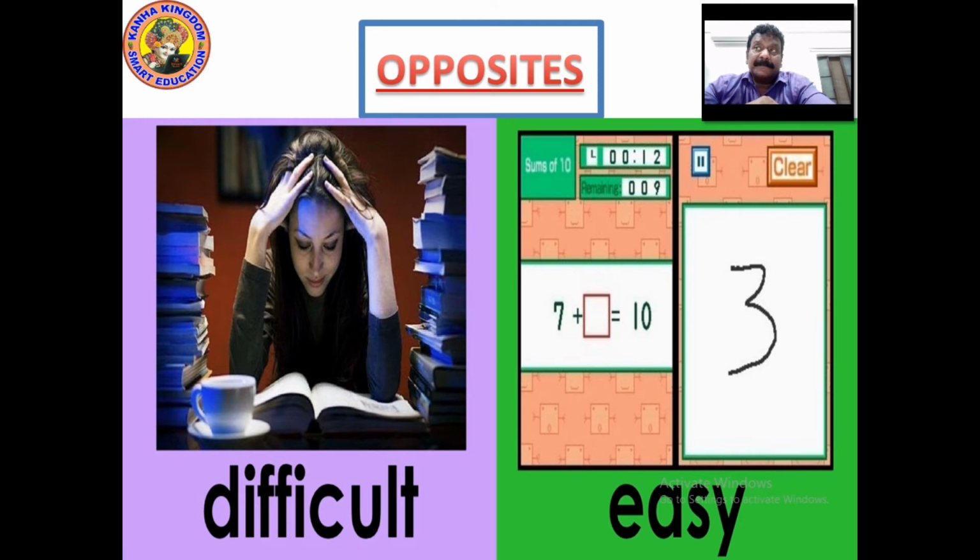Just you do what? 7 plus dash equals 10. You start counting from 7. 8, 9, 10. You have reached 10. How much is less? 3. 7 plus 3 is 10. So the answer is 3. So this was an easy question. Right? Was it easy? Yes. Difficult. Opposite of difficult is easy. Opposite of easy is what? Difficult. Please write it down.